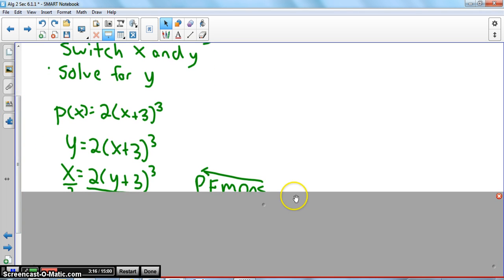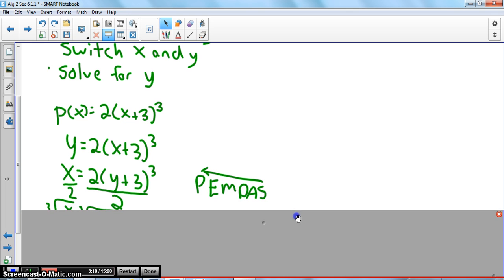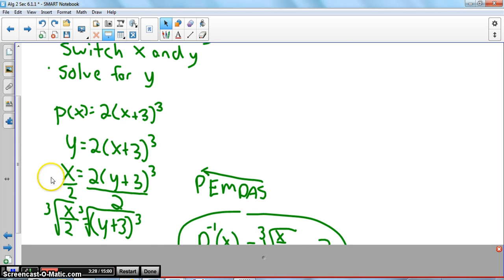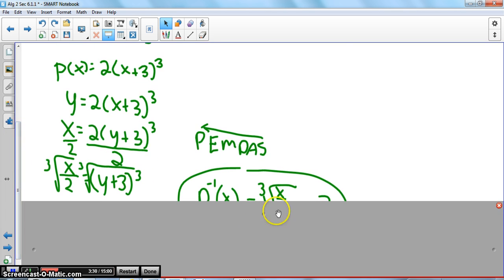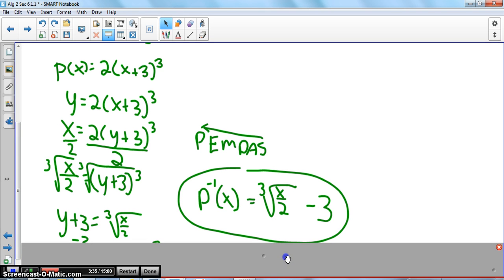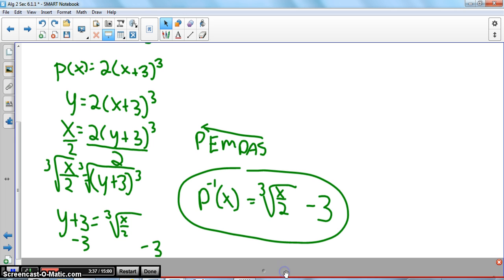So first thing I'm going to do is divide by 2. And then I have to get rid of that exponent of 3, so I take the cube root of both sides. And then finally, I would have to subtract 3. And that would leave me with p inverse of x, the p to the negative 1 of x, equals the cube root of x over 2 minus 3. Same equation, two different ways we got it.